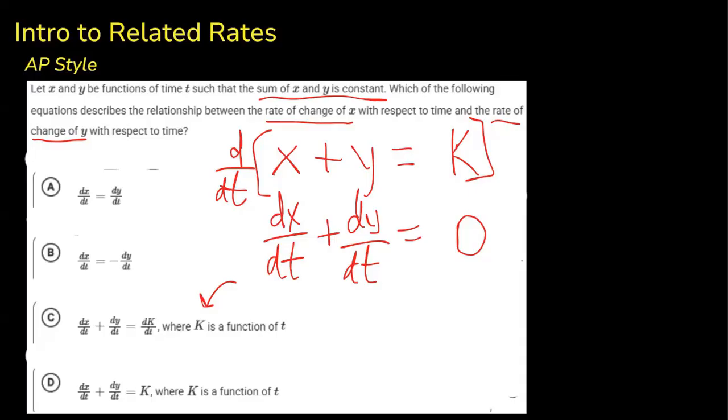C is incorrect, even though it does have dx/dt plus dy/dt. It has dk/dt, where k is a function of t, and that's wrong. K is understood to be a constant. So that eliminates this one as well. Now, the two that are left, notice they solved both of them for dx/dt. If we solve this equation for dx/dt, we would have to subtract dy/dt to the other side, choice B.